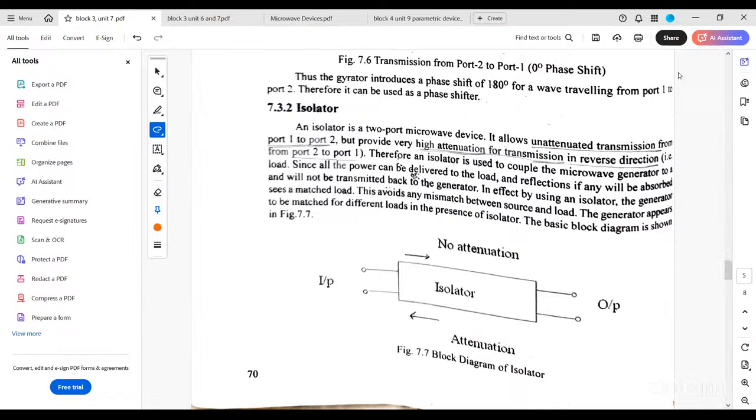In 7.3, port 1 to port 2, 180 degrees. Port 2 to port 1, 0 degrees. Same way, compare this one. Input to output going, no attenuation. No attenuation from input to output. But output to input? Attenuation.